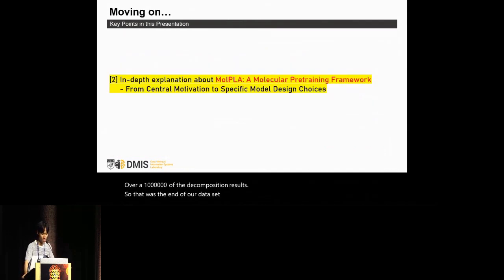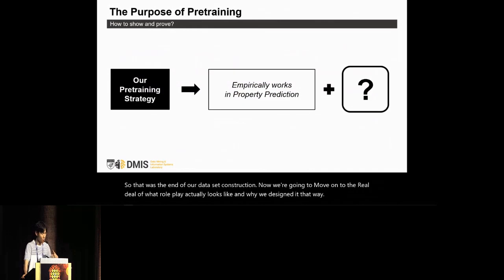Now we're going to move on to the real deal of what MolPLA actually looks like and why we designed it that way. So in order to justify the purpose of the pre-training, we have to basically show that it empirically works in some kind of specific downstream task, which we set as property prediction. But we wanted to show more value to it. So that is the main essence of our work.